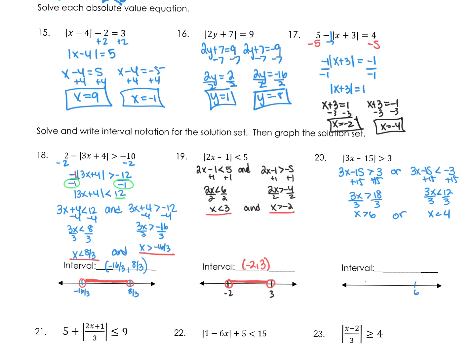So we need a 6 and a 4 down here. Open circle on 4. X is less than 4, so this way. X is greater than 6, so this way, which checks out with the or, that they're facing opposite directions. And then we need two intervals here: negative infinity to 4, union 6 to infinity.